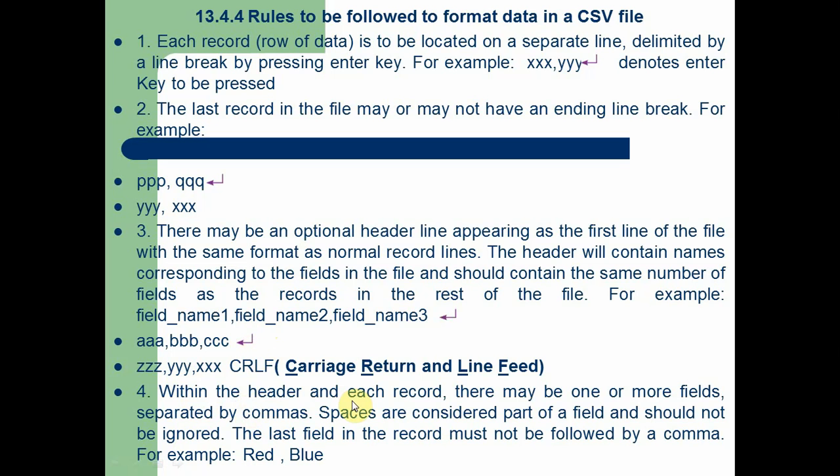Next, within the header and each record there may be one or more fields separated by commas. Spaces are considered part of a field and should not be ignored. The last field in a record must not be followed by a comma. For example, if you create two fields, then when you enter data, the last data should not contain a comma. So this is rule number 4. The last field in the record must not be followed by a comma.